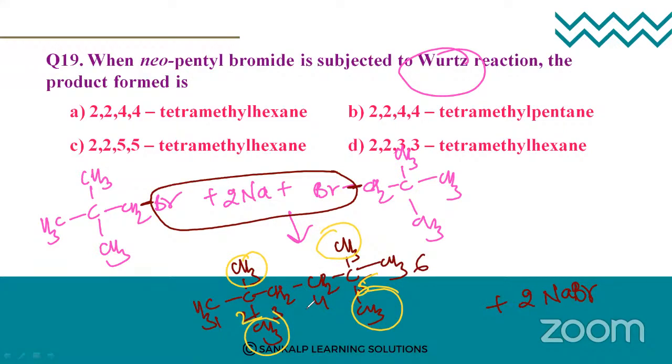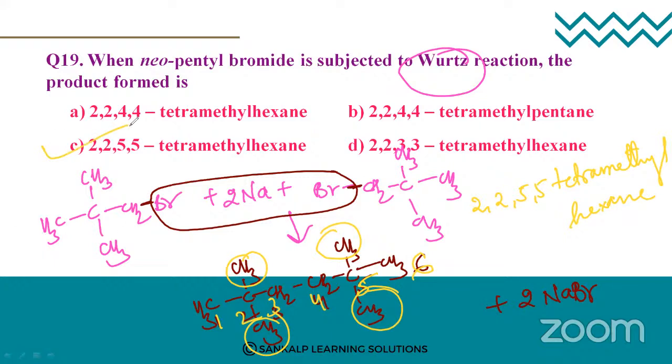Tetramethyl. How many carbons are there? 1, 2, 3, 4, 5, and 6: hexane. So it is 2,2,5,5-tetramethylhexane. Which is our correct answer? It is C. I hope you have got it.